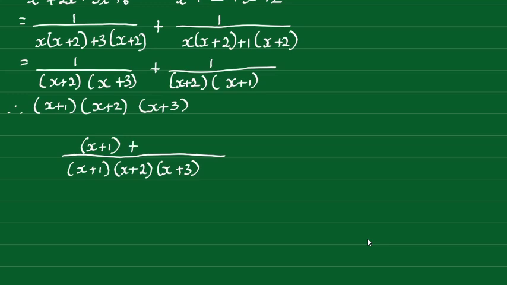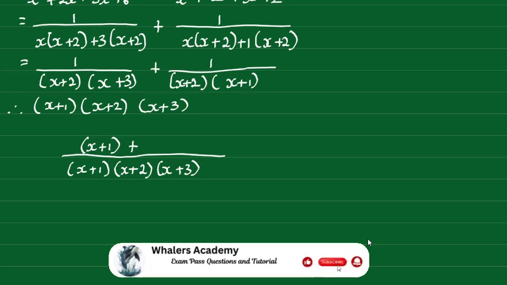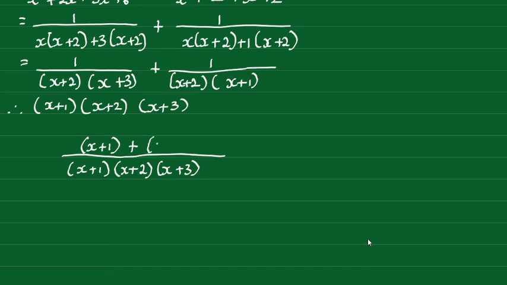Now we divide x plus 1, x plus 2, x plus 3 by x plus 2, x plus 1. And what we'll be left with is x plus 3. We'll multiply this by 1 and we're left with x plus 3. Having done this, our expression becomes pretty much like this.